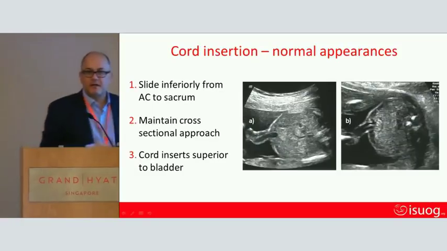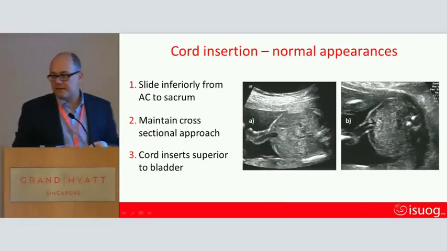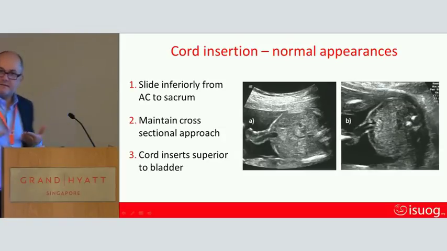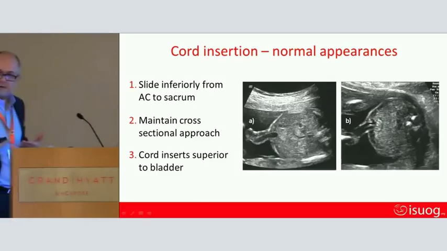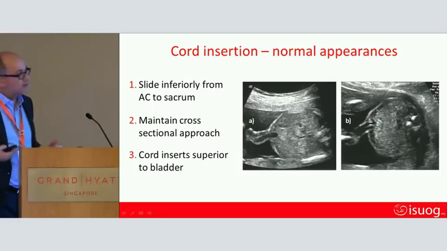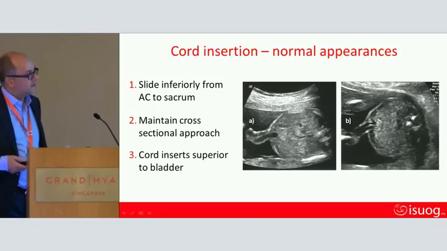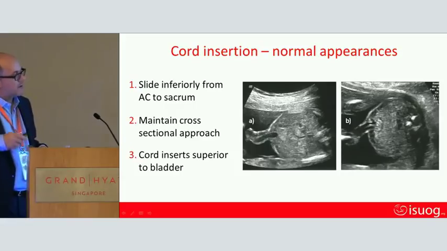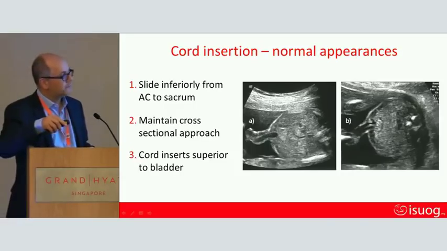Then we come a little bit lower, and if we come a little bit lower still, we see the insertion of the umbilical cord. Can you see it there? Insertion of the umbilical cord. And as we slide down from the abdominal circumference down to the bottom of the baby, we come across this view. Remember to maintain a cross-sectional approach, and you can see the cord inserting just above the bladder. Okay.